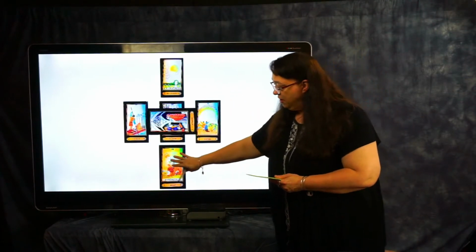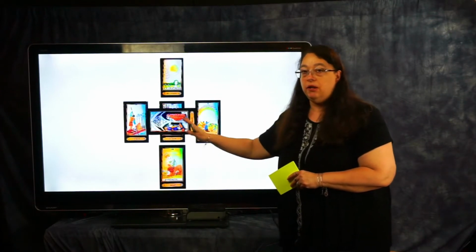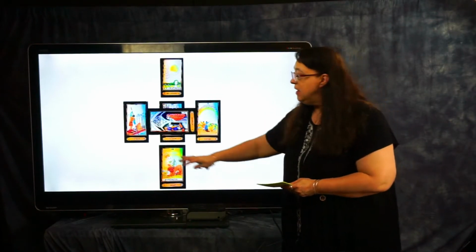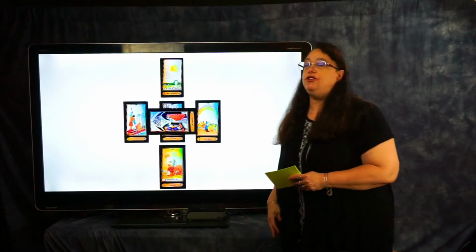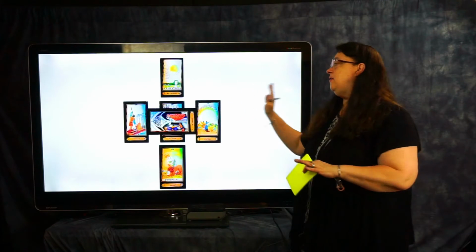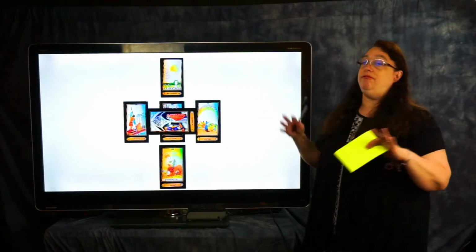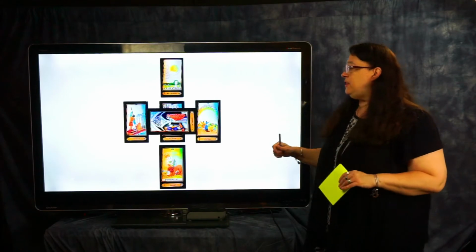Okay, and then you also have down here the immediate past, what has gone on immediately in the past. And this is your immediate future. So this one's a little backwards from the way they've been, because the future has been over here, and in this case it's over here. You can flip that around or do it however is easiest for you.